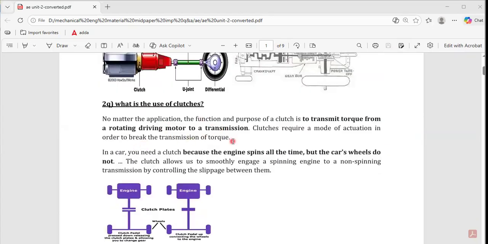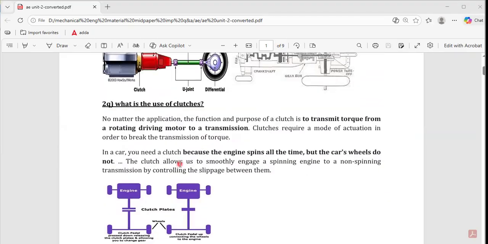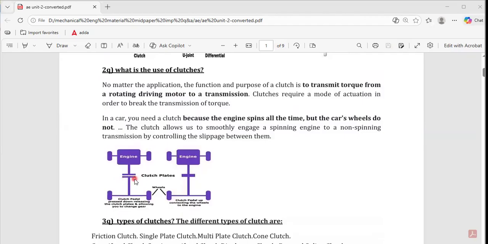What is the use of clutches? You can see the clutch in the diagram, in between the engine and the transmission system. Clutches are used for engaging and disengaging the engine with the transmission system, you can say in one word. Here you can see two plates disengaged, and these plates engaged, meaning contact; here, no contact. This is called clutch plates engaging and disengaging.